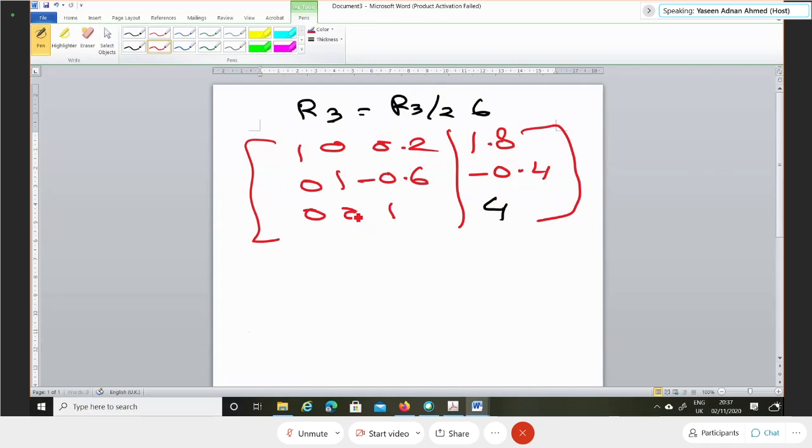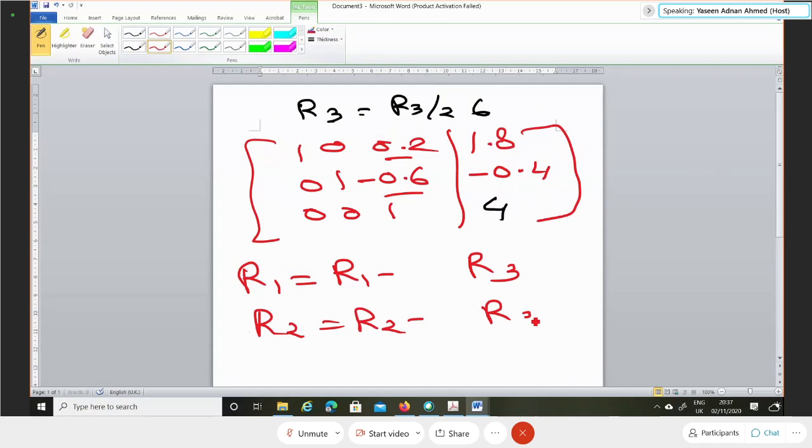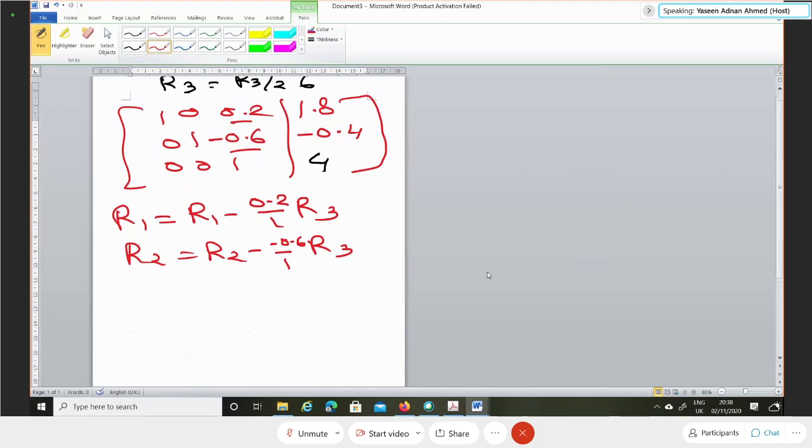Okay, that's done. So now what you need to do, you have 1, 1, 1 here. So you change this one and this one with respect to this. So we will write R1 will be R1 minus R3 and R2 will be R2 minus R3. So this one is again 1, this one is again 1. So the coefficient, this is R1, it should be 0.2, and this one is minus 0.6. Okay. Now, if you do it, what you will get?